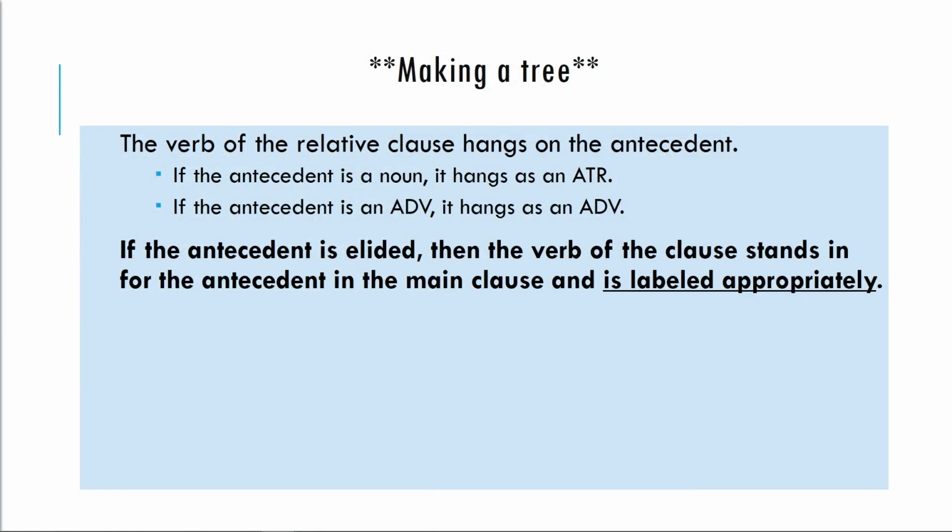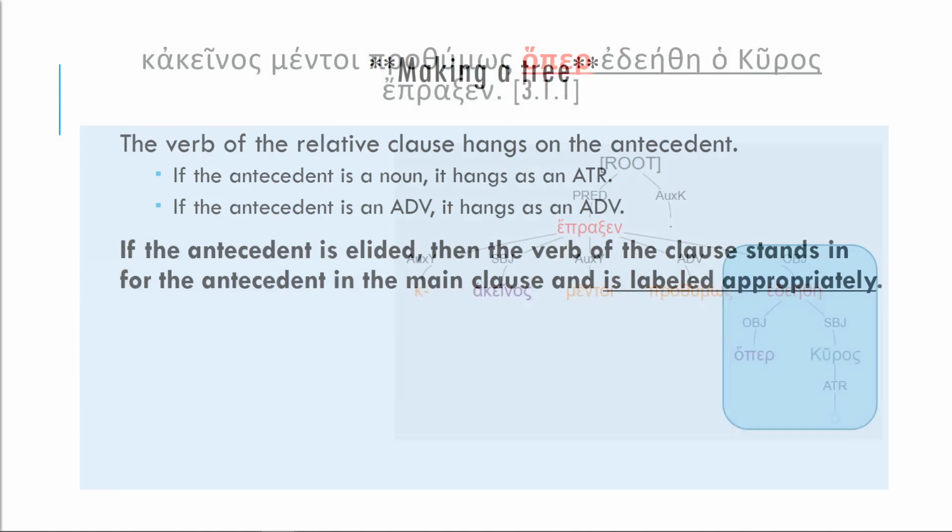We have another problem, though, when there is no antecedent. It's very common in Greek, just as in English, to elide the antecedent, to just leave it out. And one solution would be to put it back in each sentence, but that can be tricky and it's unnecessary. What we do instead is we just make the whole clause act as the antecedent, and so that means the verb of the clause stands in for the antecedent. So it's labeled differently. Instead of being the attribute of something, it has to take the place of whatever it would have been labeled modifying.